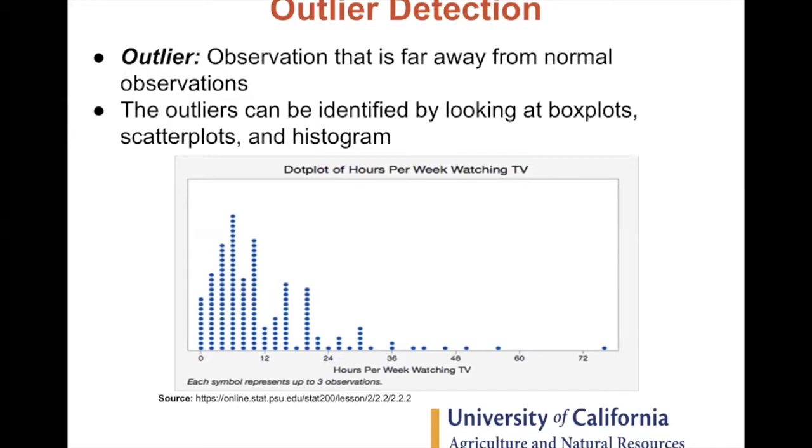So the best ways to detect these outliers are to draw histograms or scatter plots, and one of the best methods is to make box plots. Box plots would be very helpful to detect those outliers.